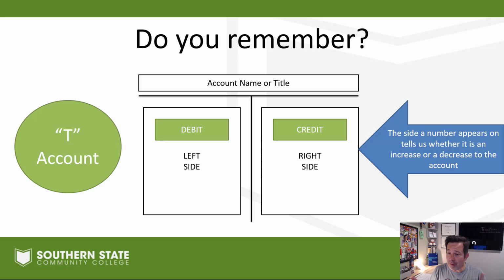Remember back to our conversation when I tried to brainwash you and tell you forget everything you know about debit and credit. All debit means in accounting is left. All credit means is right. So depending on where we put the number, left or right, is telling us whether the account is going up or down. We had a little bit of memorization we had to do.